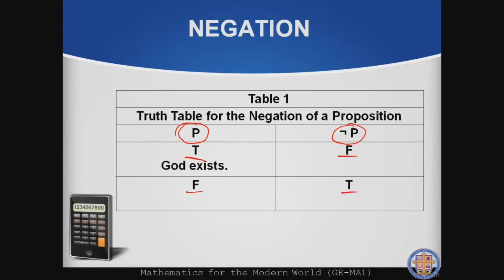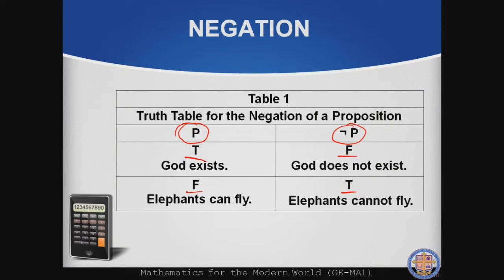Example, God exists. So that is true. That is a proposition. And if you negate, God does not exist. And we know that's false. Next one. Proposition which is false, elephants can fly. If you negate it, elephants cannot fly. And that's true.